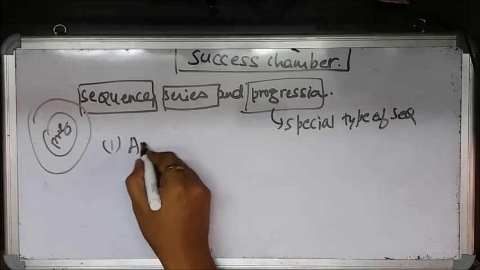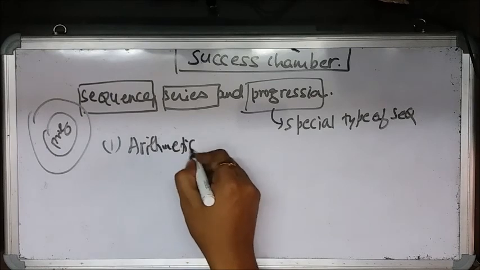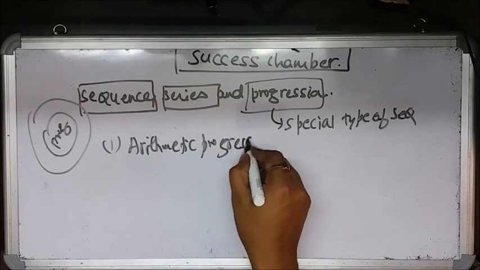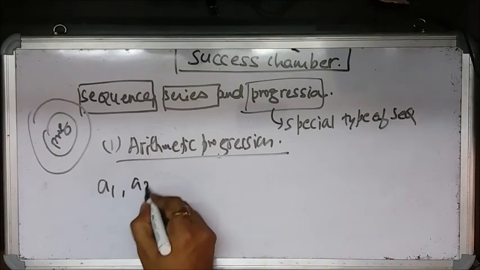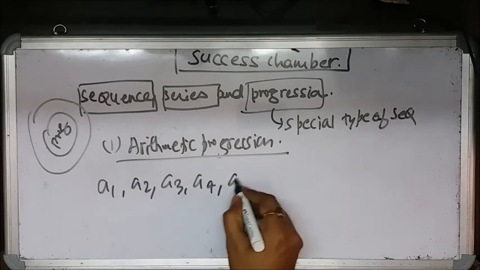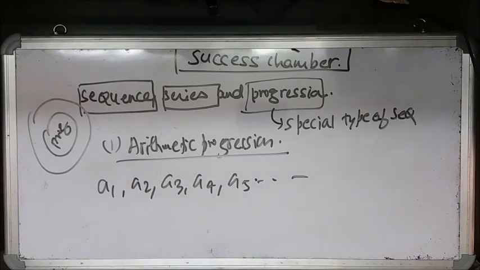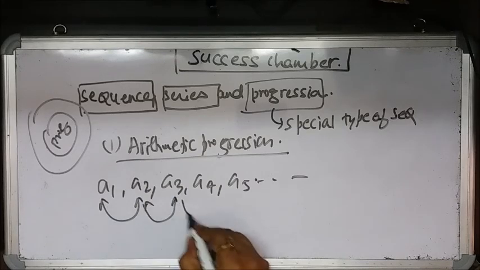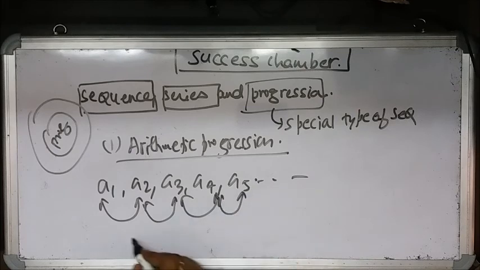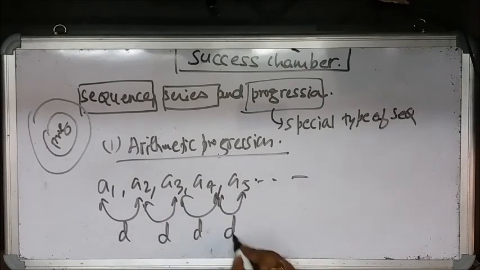The first one will be arithmetic progression. Let us start with arithmetic progression. Now what do you mean by arithmetic progression? You have a set of numbers, that is A1, A2, A3, A4, A5 and so on. And you find that the difference between the two numbers always remains a constant. Let us say it to be D. Then this kind of a progression will be called arithmetic progression. So the difference between two numbers should remain a constant.